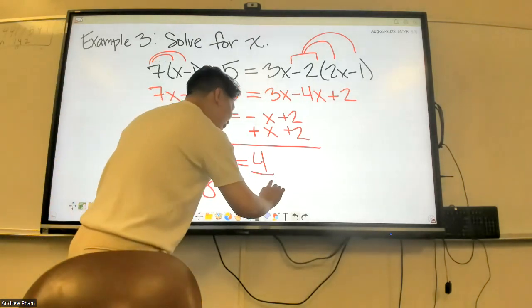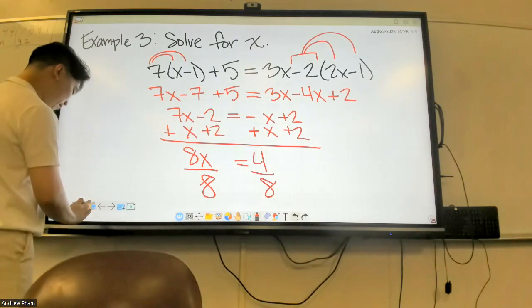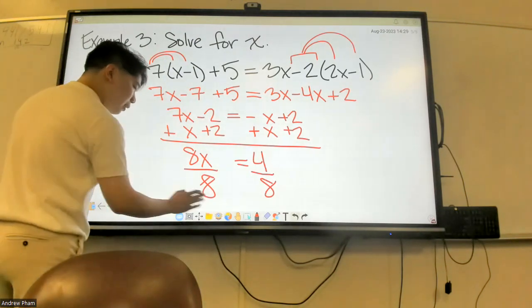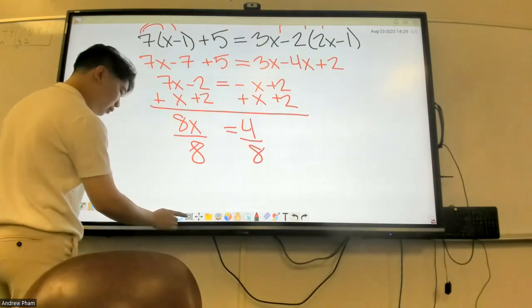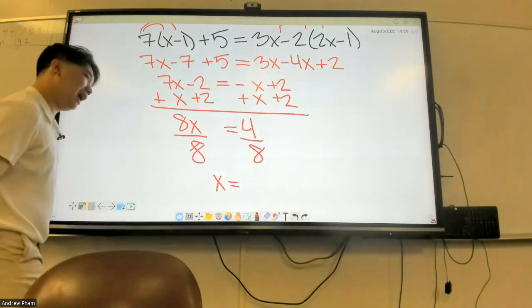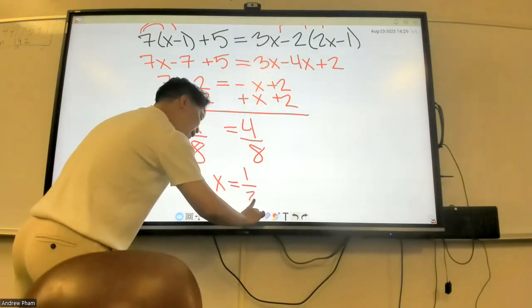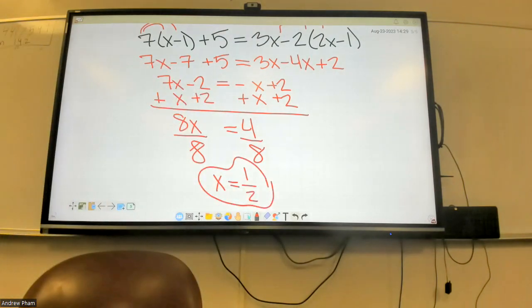So let's divide by 8. What's my final answer then? Yes. And move this up a little bit. We get x is equal to 4 over 8. I can reduce that down to 1/2. And 1/2 is already reduced all the way. We're done.